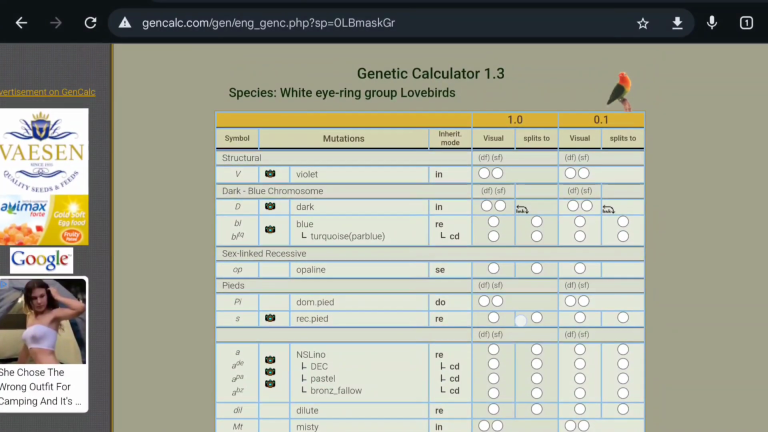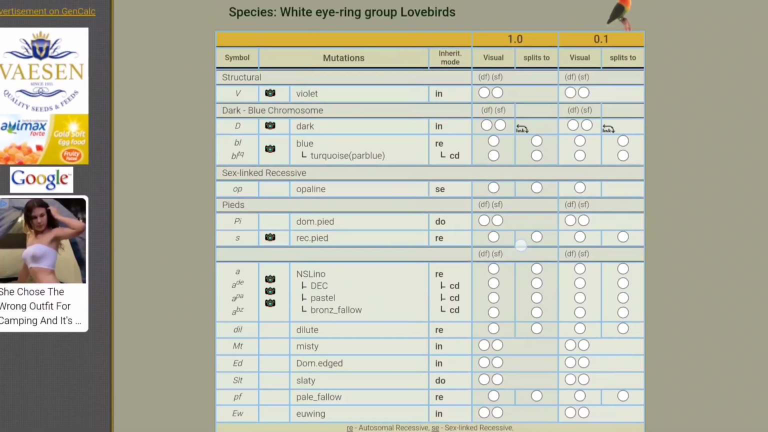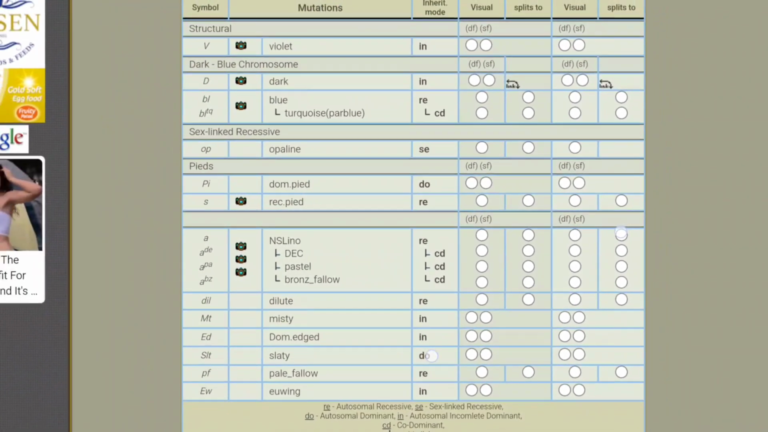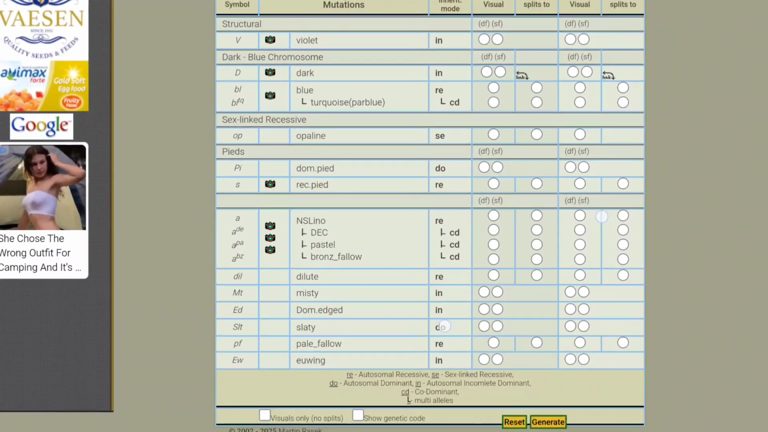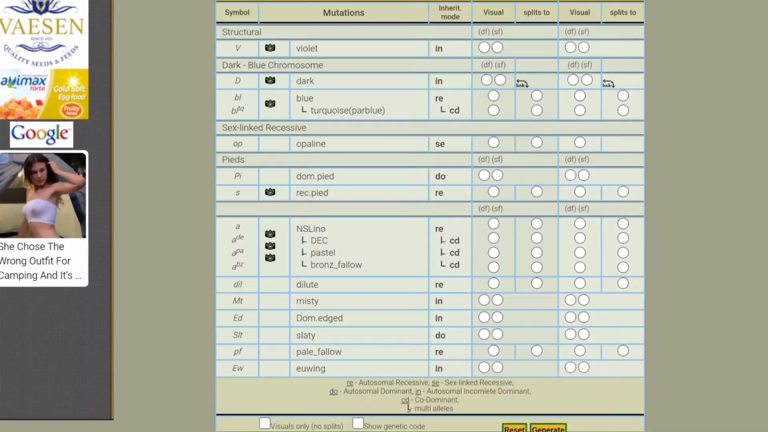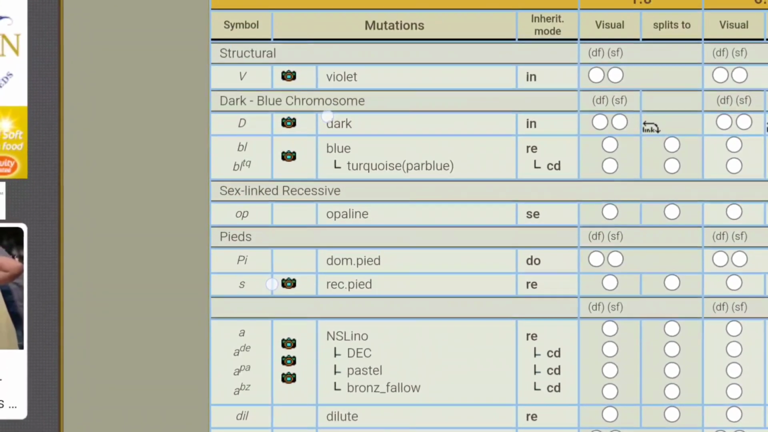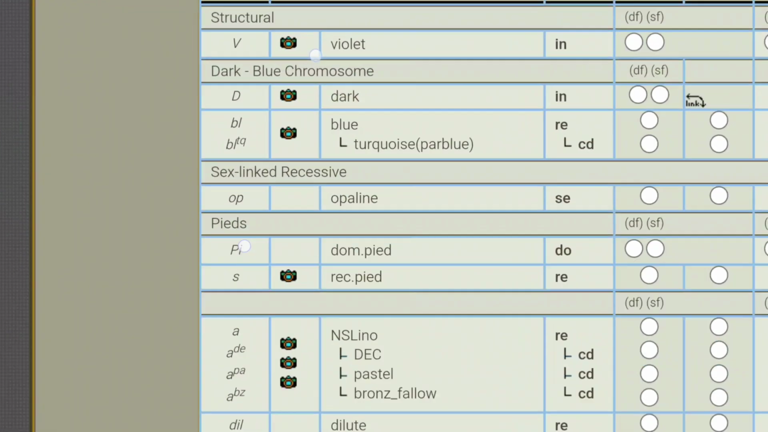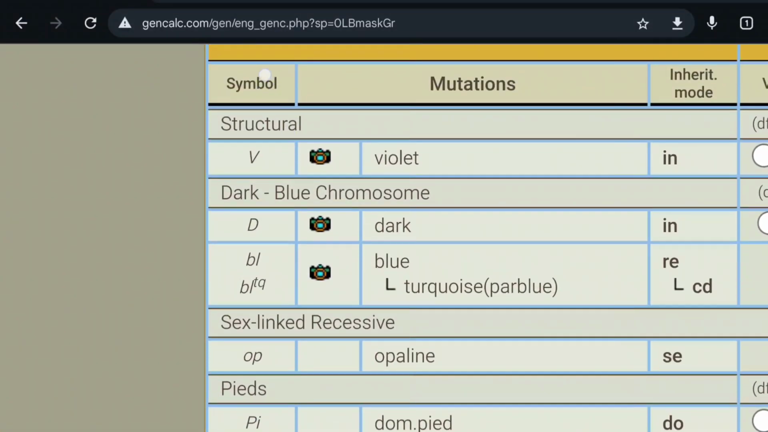Now you will see an interface like this. This is the whole genetic calculator which you are going to use for making n number of varieties which you want to produce. Let's go through each column one by one. Here are some symbols.